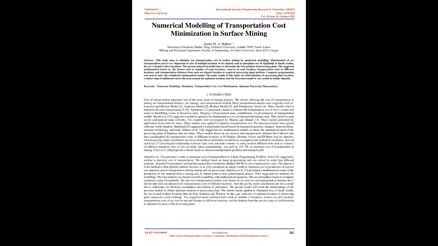The present numerical model aims to determine the best position of processing plant. The suggested mathematical model is based on factors such as number of main locations, reserves in each location, transportation costs in different locations, and transportation distance from each ore deposit location to required processing plant position. Computer programming was used to solve the considered mathematical model.